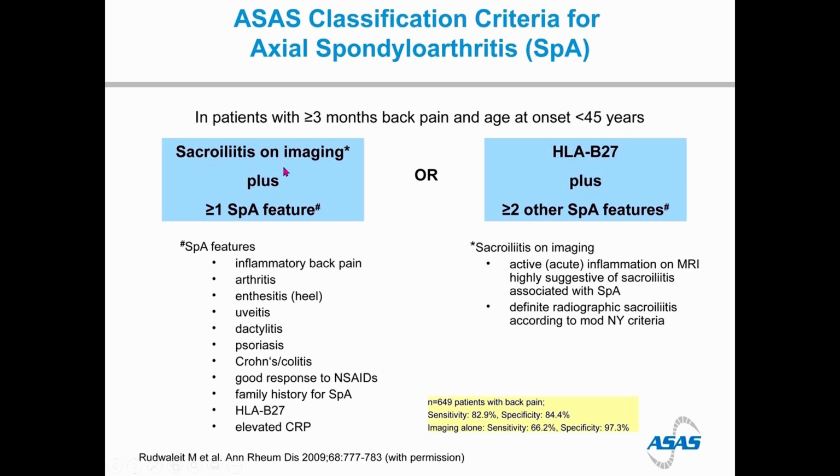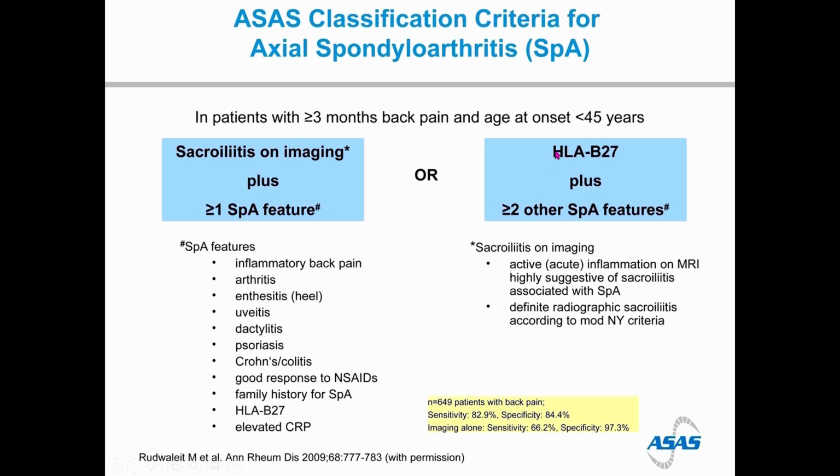If they have sacroiliitis on imaging, and imaging can be either x-ray, which we've talked about, that was definite radiographic sacroiliitis by the modified New York criteria, or if they have clues of inflammation on MRI, and we looked at the edema plus one feature, they would classify, and they list inflammatory back pain, which we discussed, peripheral arthritis, which we discussed, enthesitis, uveitis, we've talked about the eye and how there can be inflammation in the eye, dactylitis we'll discuss later, psoriasis we'll discuss later, inflammatory bowel disease such as Crohn's disease or ulcerative colitis, or a response to non-steroidal anti-inflammatory drugs, a family history of spondyloarthritis, HLA-B27, or an elevated C-reactive protein. If they have any of these things plus an imaging feature, they would classify.